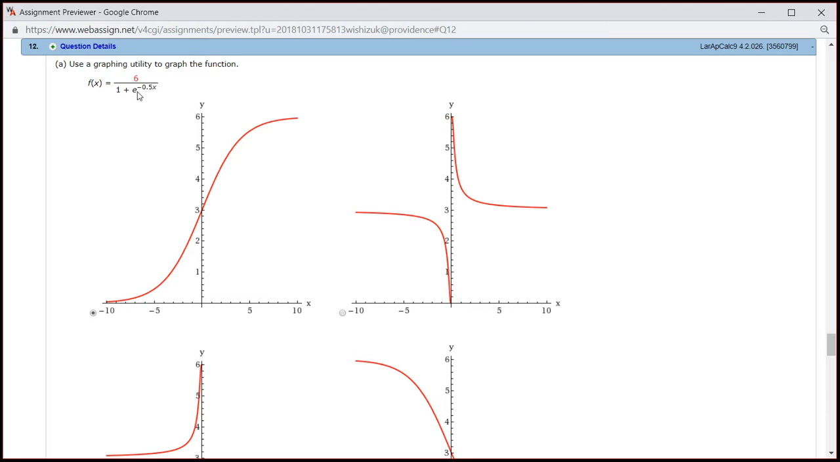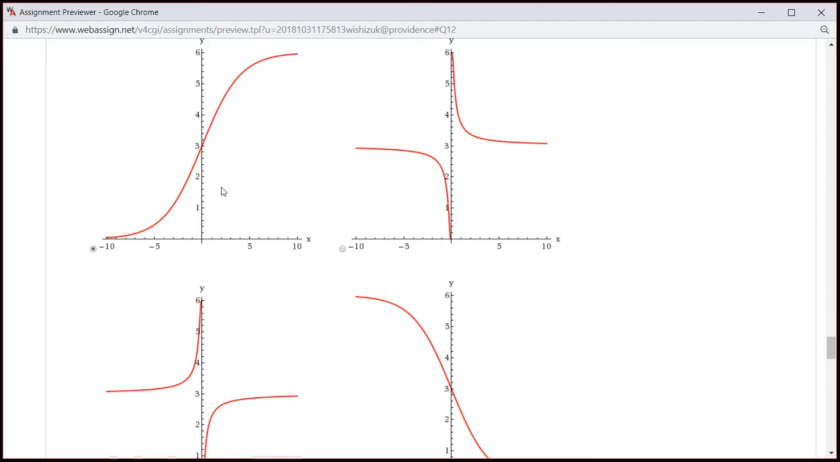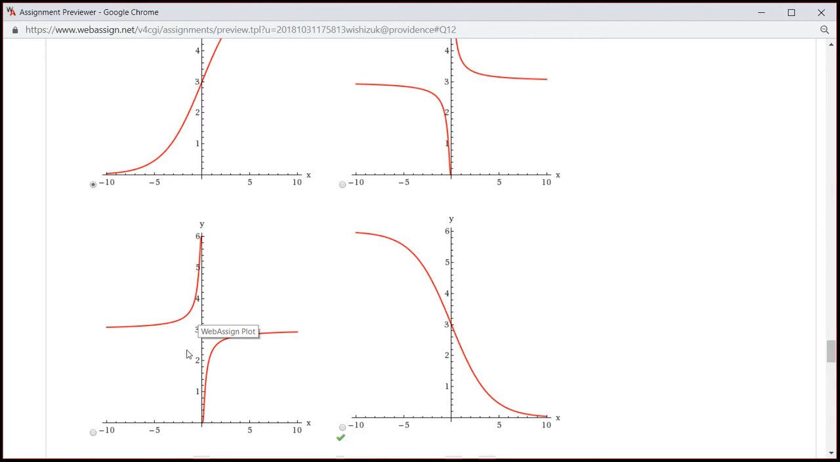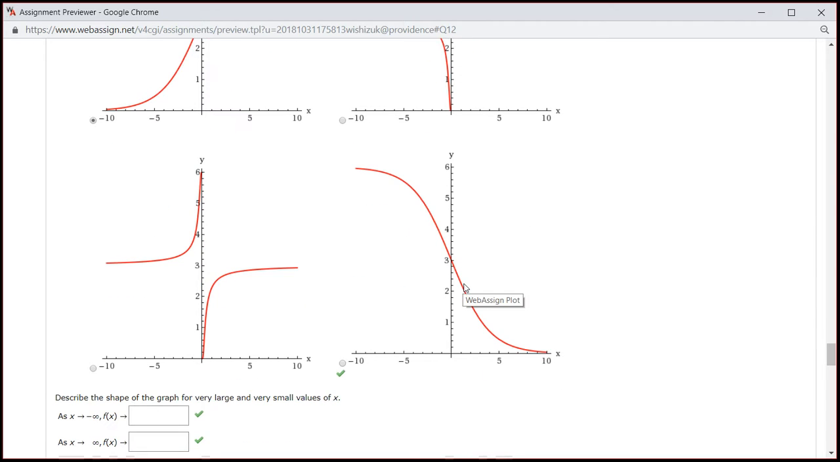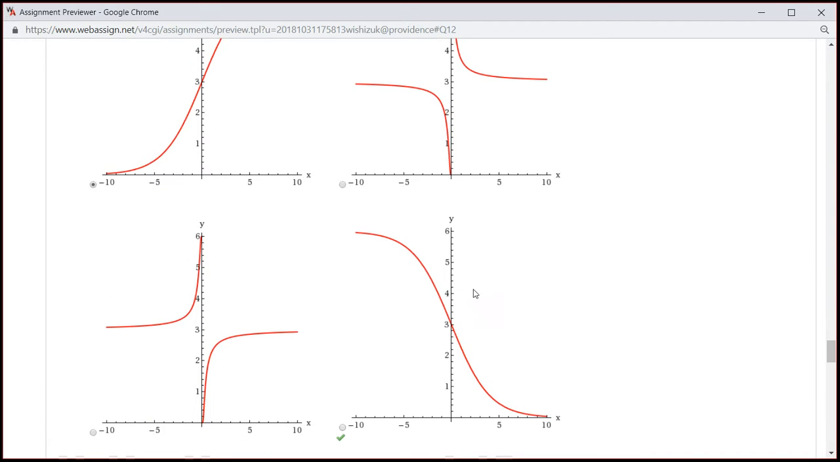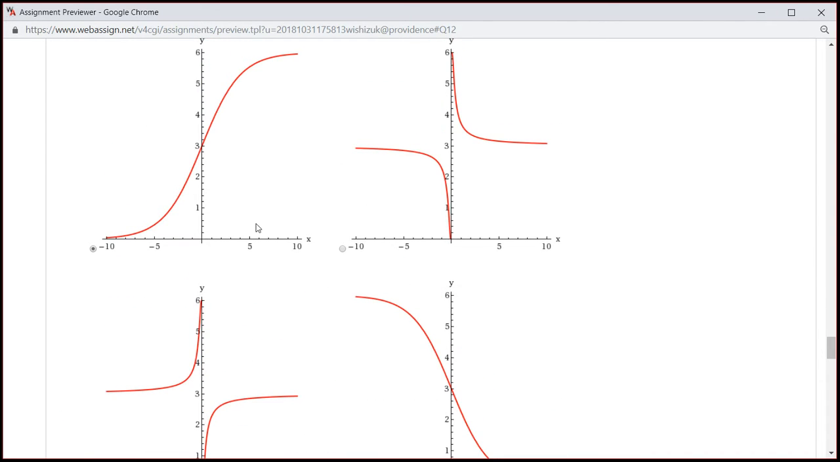e to the 0 is 1, so you have 6 over 1 plus 1, so that would be 3. So you can see that the first picture has a y-intercept of 3, right? The second picture doesn't, so we can eliminate that. And the third picture, we can eliminate that too for the same reason. And that could be the fourth picture. So we compare these two, right?